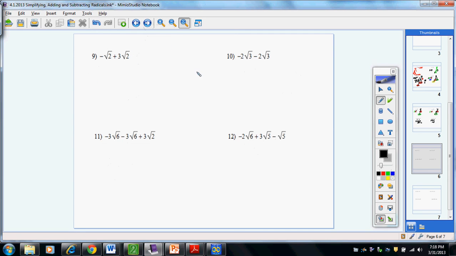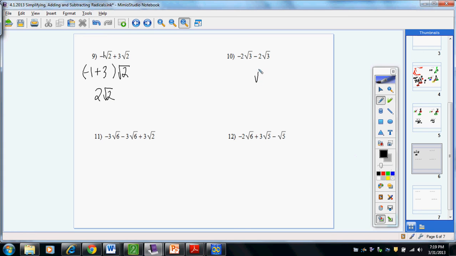Okay. Again, factoring out the square root 2. I'm kind of doing this a little bit different each problem, it seems like. The coefficient here is going to be a -1. So we have a -1 plus 3. -1 plus 3 is 2 square root 2.